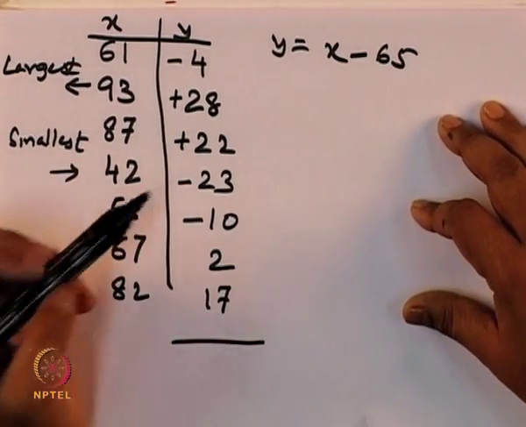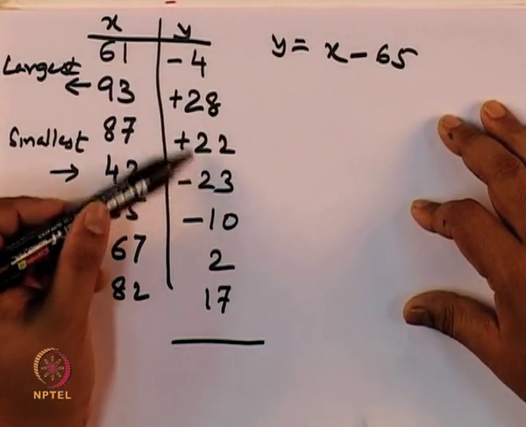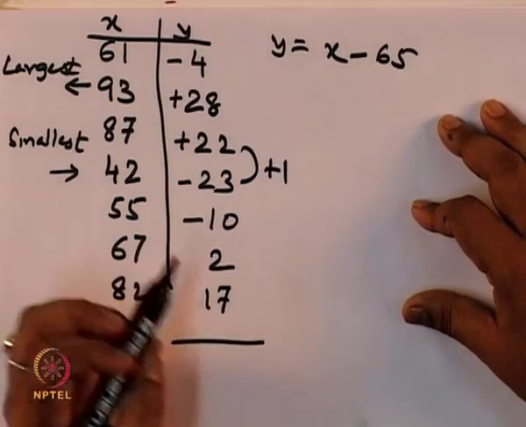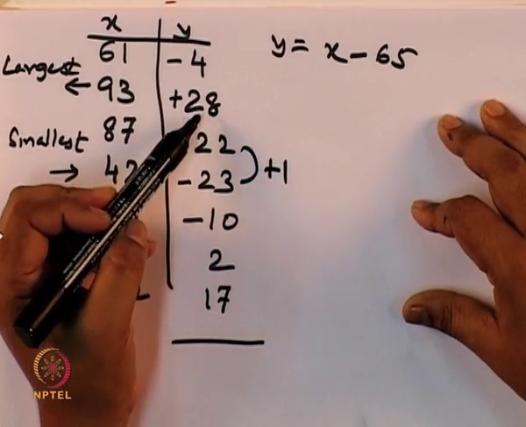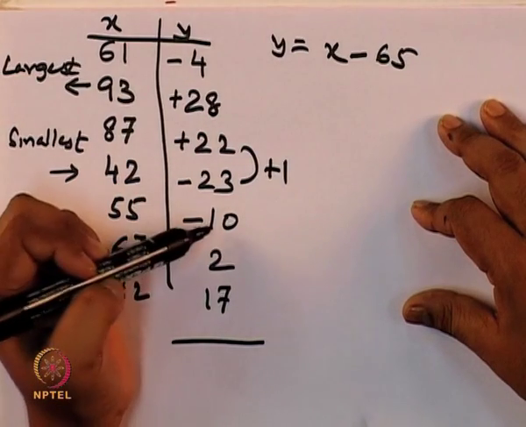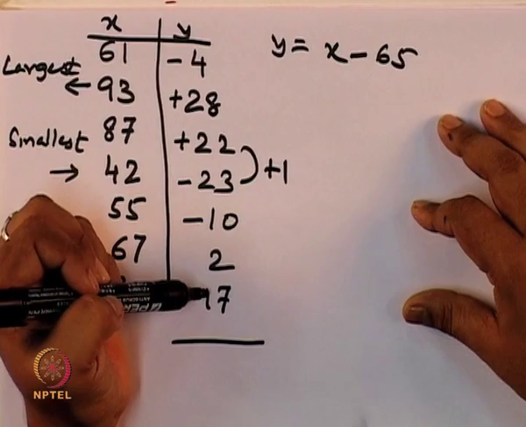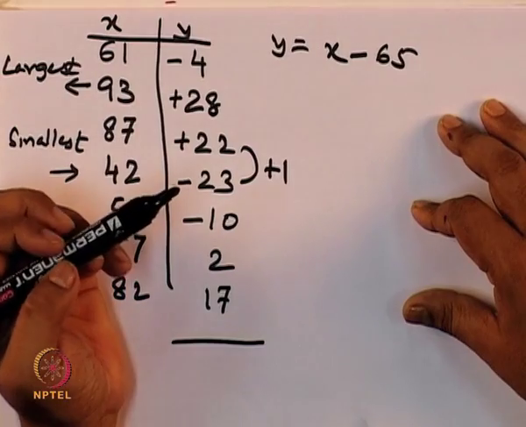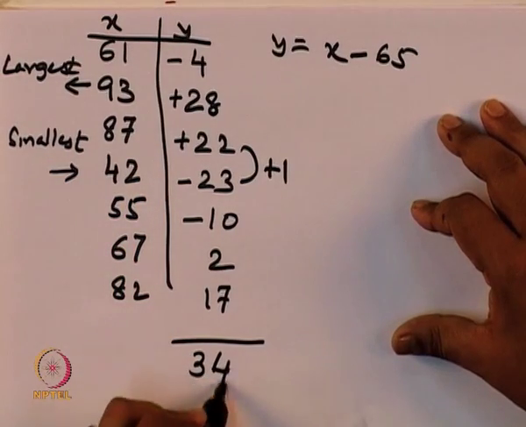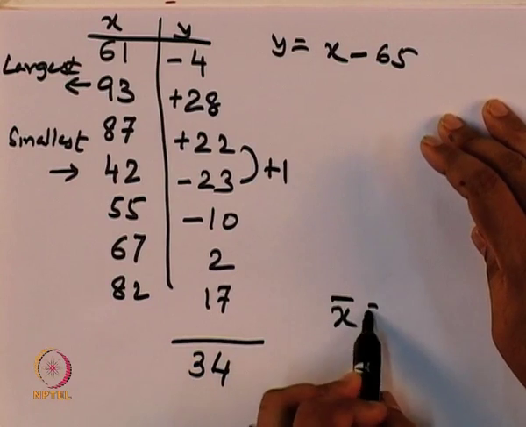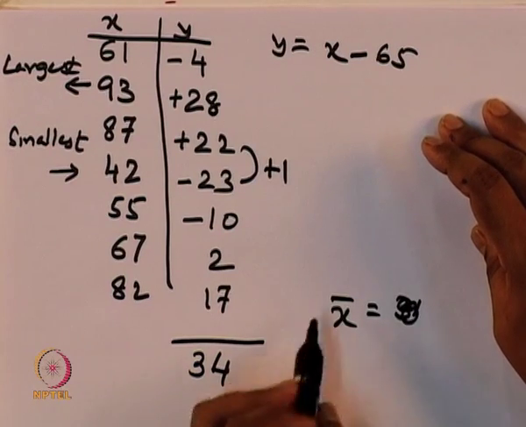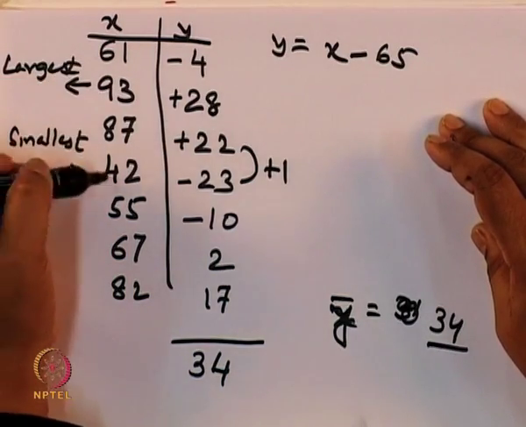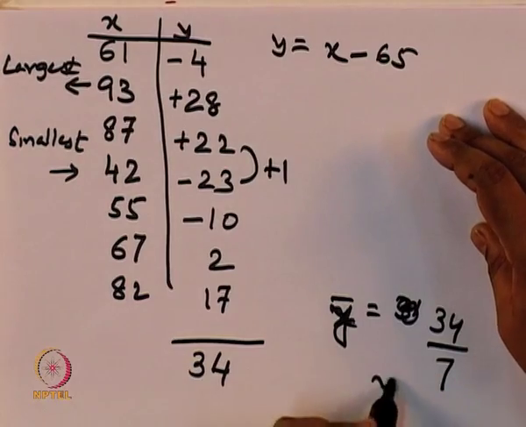So, what you can see is that 22 and 23 almost cancel each other out. These two put together give plus 1, and here you have 28 plus 2 is 30, minus 10 is 20, plus 17 is 37, plus 1 is 38, minus 4. So, 38 minus 4 is 34. Okay. So, you can calculate the x bar, which is nothing but your y bar, which is 34 by, let us say, the number of observations here, 1 2 3 4 5 6 7, which is roughly equal to 5.